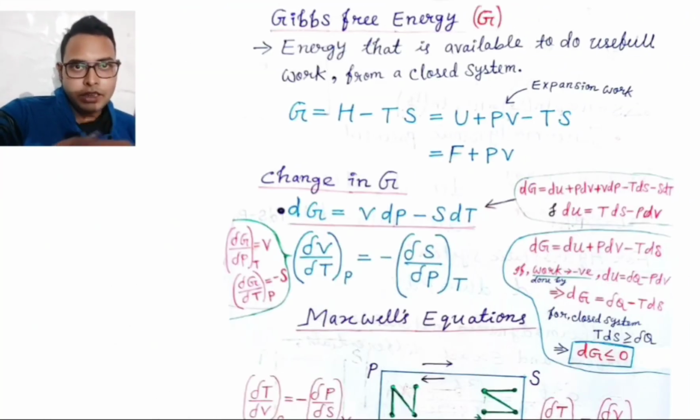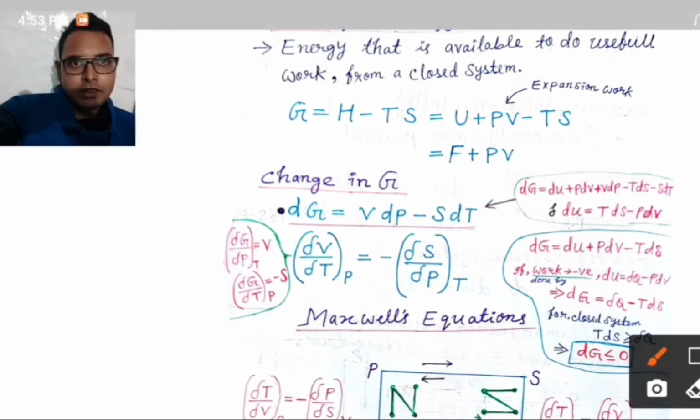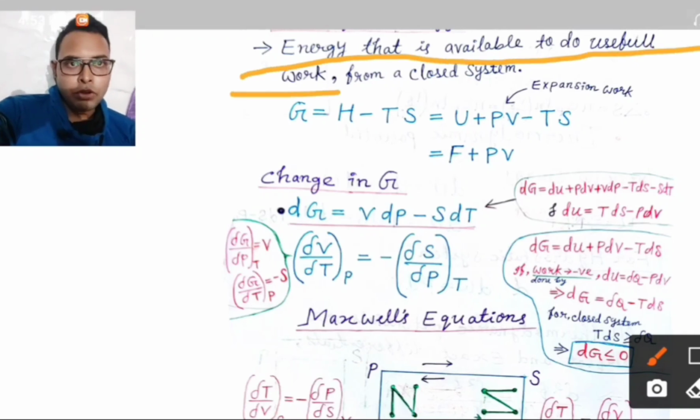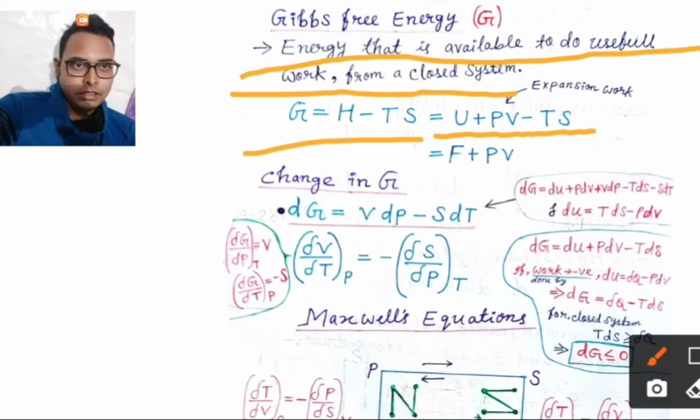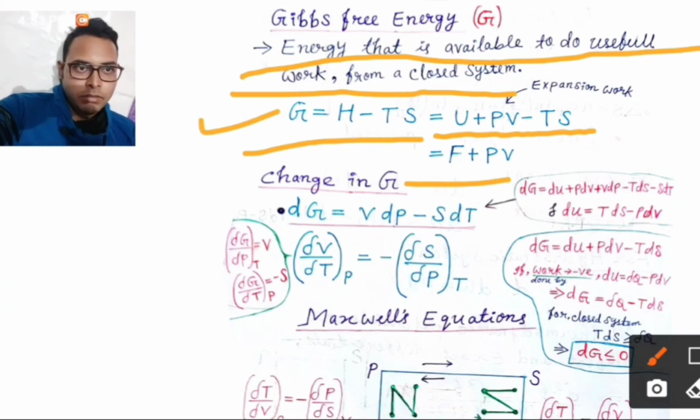And next the thermodynamic potential is Gibbs free energy, G. Gibbs free energy is the energy that is available to do useful work from a closed system. Mathematically, Gibbs free energy is H minus TS, and we can write it like this: U plus PV minus TS, also F plus PV. From the first law we can define the change in Gibbs free energy is equal to VdP minus SdT, and this is the Maxwell equation we can define from these relations.